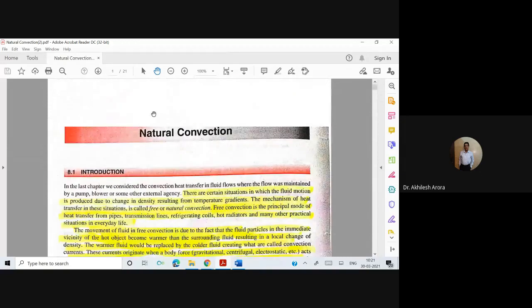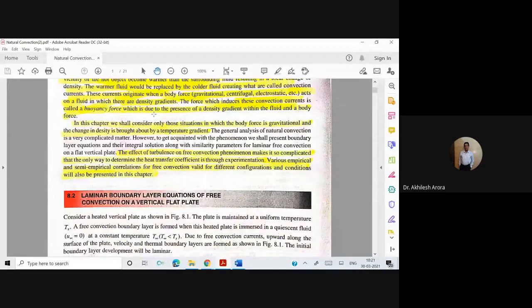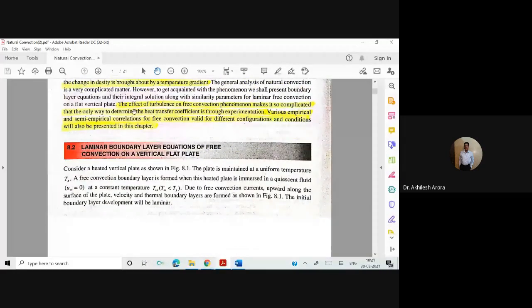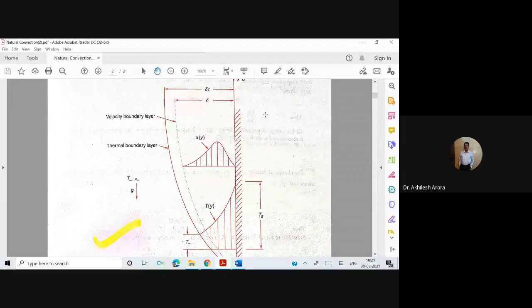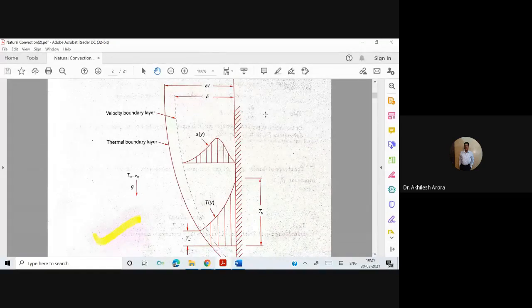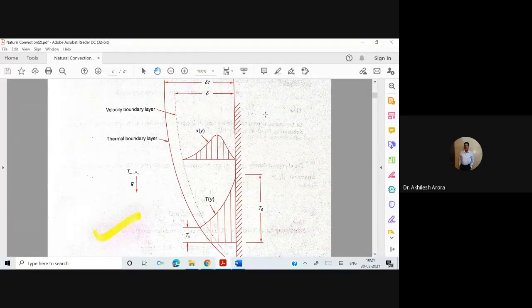So we started with natural convection. And I told you this very important point, that the heat transfer coefficient is found through experimentation only. So in most cases we will be relying on experimental results, or the empirical relations or semi-empirical correlations for free convection, which may be valid in different situations. Then we discussed the boundary layer, the velocity boundary layer and thermal boundary layer in the laminar flow case.